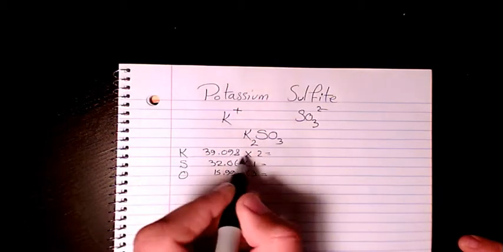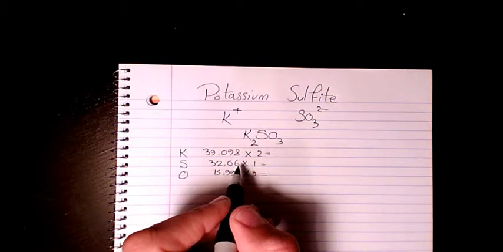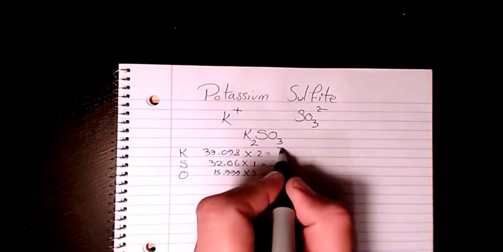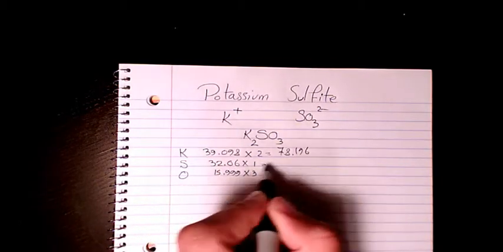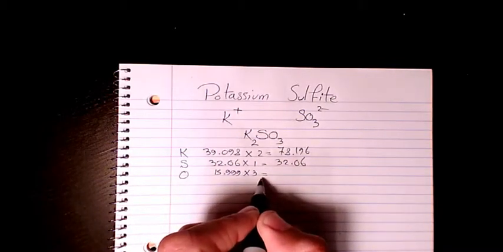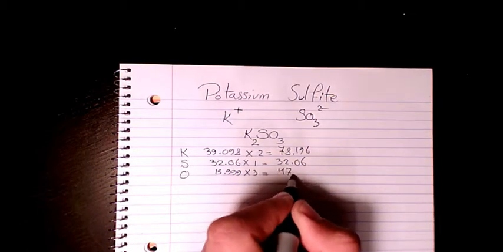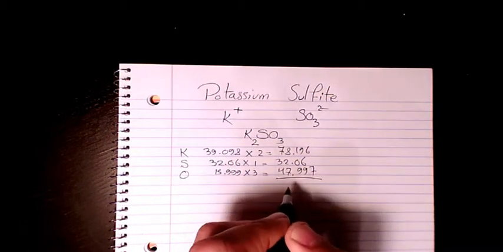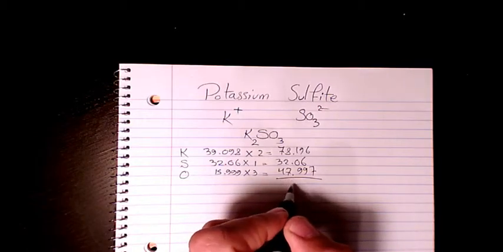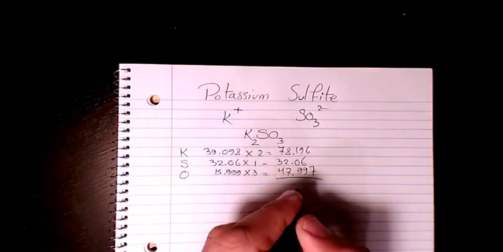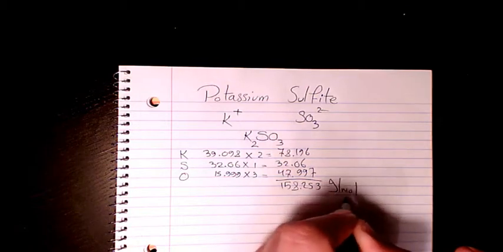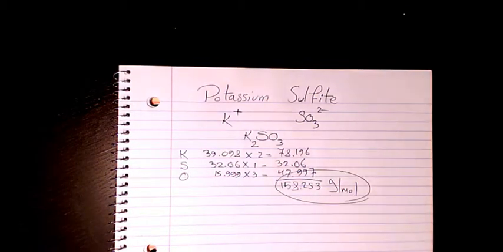We have 3. So then we can say 2 times 39.098, 78.196. Here we have 32.06, and here we have 3 times 15.999. That makes it 47.997. You add them. That makes it 158.253 grams per mole. So that's the molar mass or molecular weight of potassium sulfite.